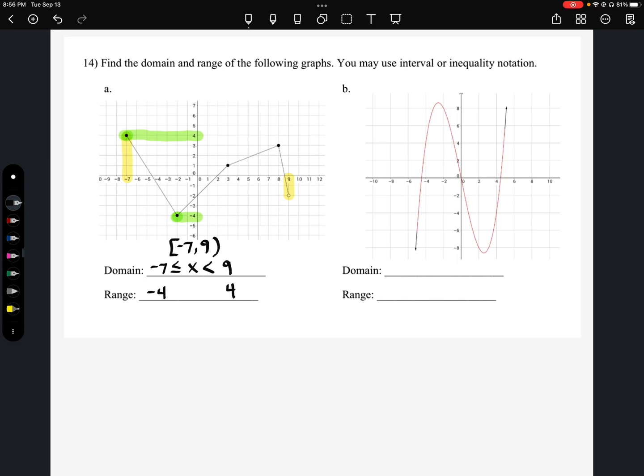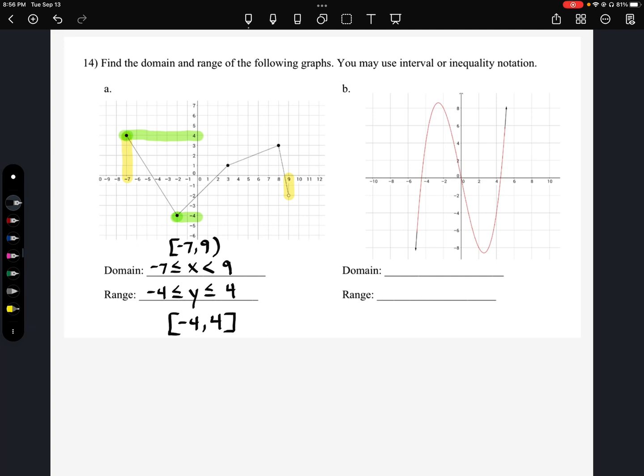-4 to +4 for our y's, and they're both closed circles, so we'd have less than or equal to on both of those signs. That's the same thing in interval notation as -4, 4 with brackets on both sides.